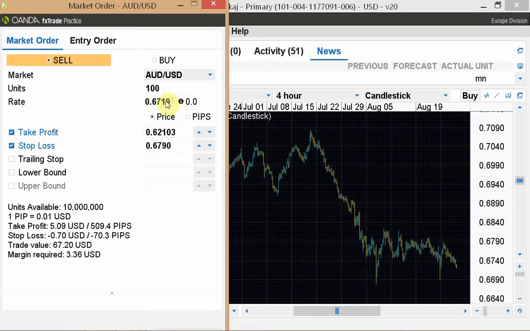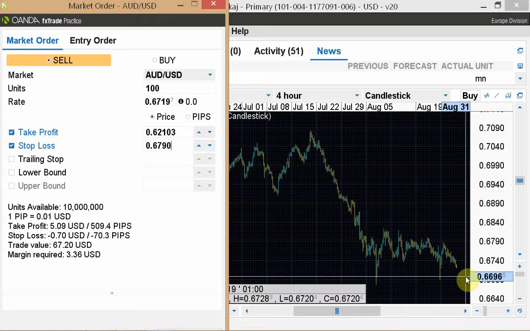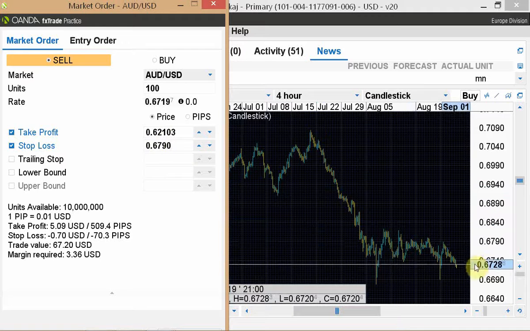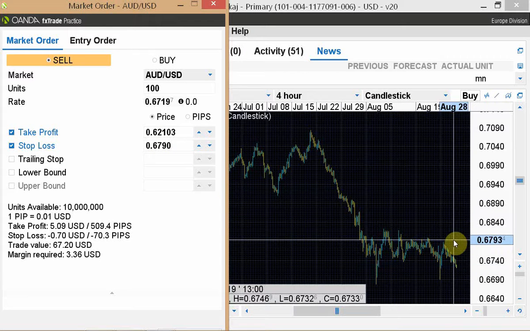at the current market. You can see they keep on adjusting the market price because I'm trying to enter a market order. So I'm going short at this price. I have a take profit at 62.10. Right now the market is 66.90, so the take profit is much lower. I'm expecting it to drop a lot, and I have a stop loss at 67.90, which is just around here. Are you following this trade?